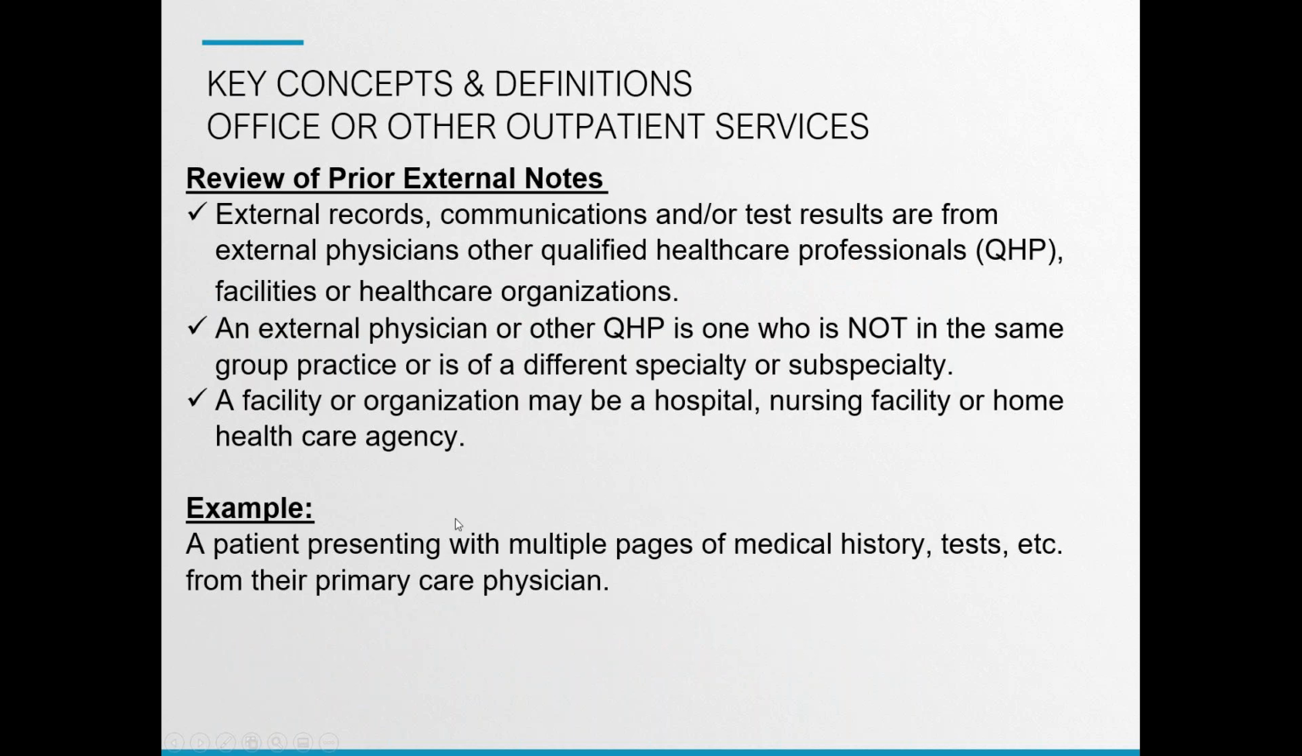Okay, so some other key terminology. Remember we were talking about the matrix, right? You get credit for review of prior external notes. And it means just that. Maybe that patient is coming in with notes from other healthcare organizations, the hospital, and an external physician or QHP, someone who is not in that same group practice. An example of this is a patient who presents with multiple pages of medical history and test results from their primary care physician, who is seeing either a new PCP or a specialist, and that specialist will have to review that information.